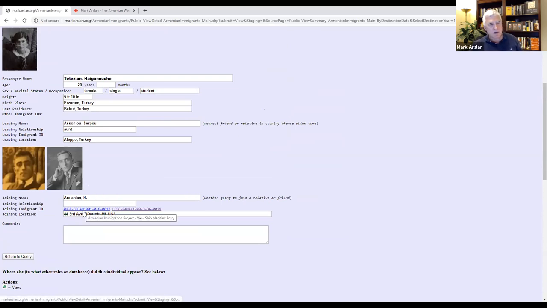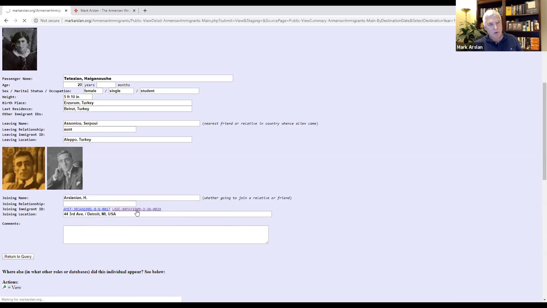I can see two different links under his name, and these are ship manifest entries. So he arrived twice, 30th of January, 1901, on the Amsterdam, and he arrived also 4th of May, 1909 on the La Gascogne. So I could look at either one of these ship manifest entries to find out some more about him. So let's pick the one from 1909.